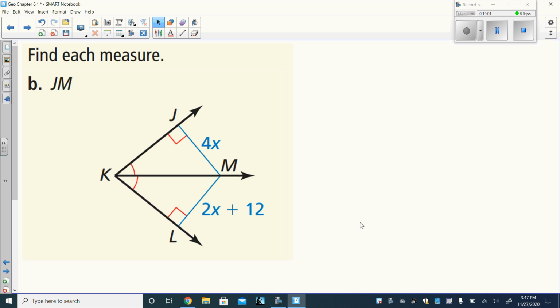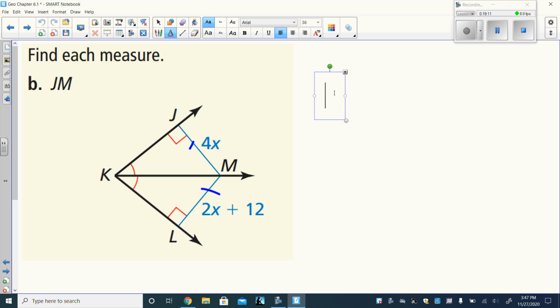JKL is bisected by ray KM. We have an angle bisector. It means that these two here are going to be congruent. They're going to be the same. So what it's telling us is that 4x is equal to 2x plus 12.